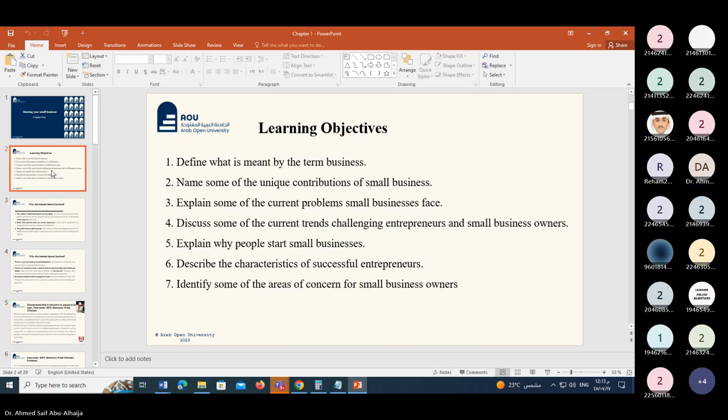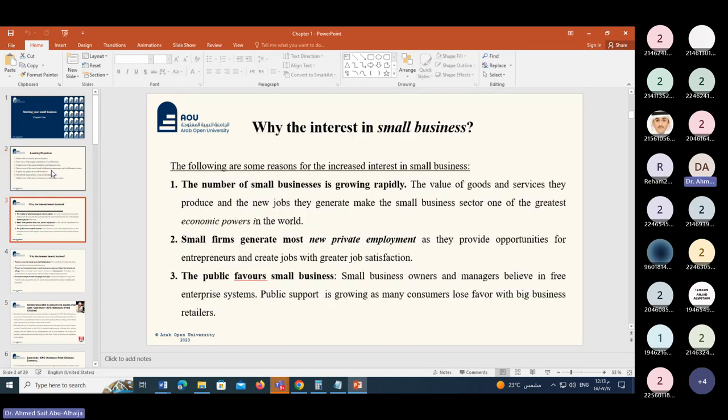So, question number one: why the interest in small business? Why is it important? Well, there are many reasons that can help us understand the significance, or why people are interested in small businesses. One of these factors is that the number of small businesses is growing rapidly.